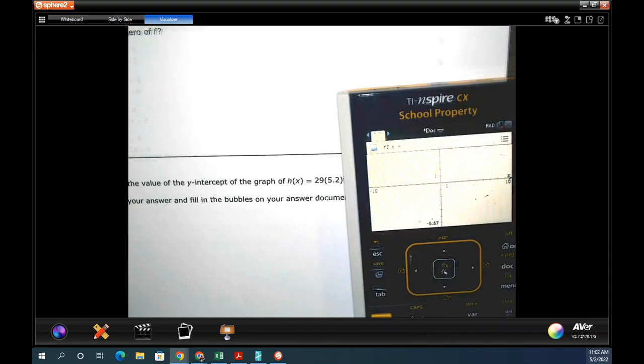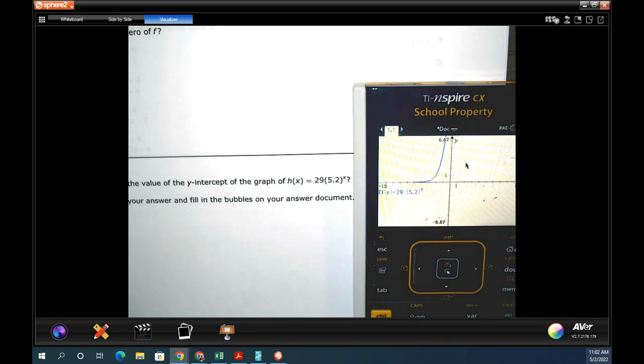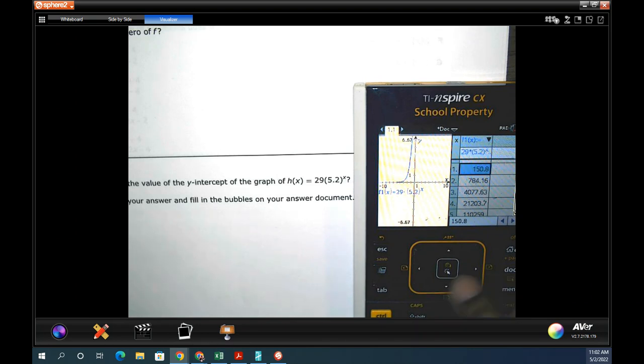And we just type in 29 parentheses, 5.2, close parentheses, rooftop, put the X. Hit enter. We don't care. Now, go to your table, Control T. Go up to 0. What's your y-intercept? Yes. That's it. That's all you have to do there. So you would just put 29 in for that one.